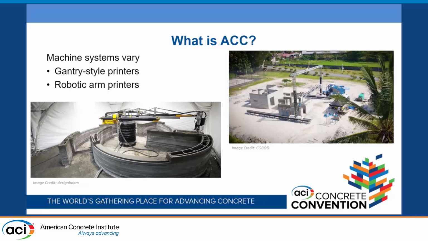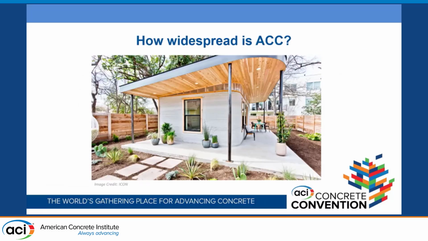So if you're picking up on what I'm trying to say here, there's a lot of variation in the additive construction industry. I almost called it 3D printing. So there's a need for a code, or at least a stepping off point for a code. But why does ACI care about this? Why are we paying attention to something that is such a small niche of our industry right now?